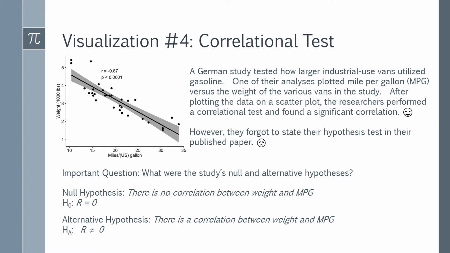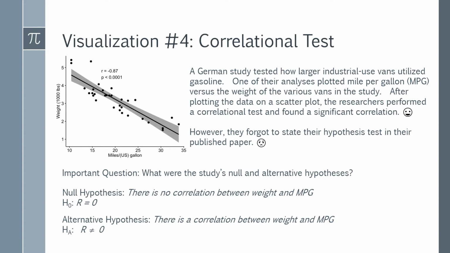Our last visualization is looking at a correlation test. So here we have our weight, and on the y-axis, we have our miles per gallon. You'll see that our p-value is less than 0.001. And in previous discussions, we've noted that if our p-value is less than 0.05, or it's a very small number, then typically we would reject our null hypothesis. So let's see if that's true.